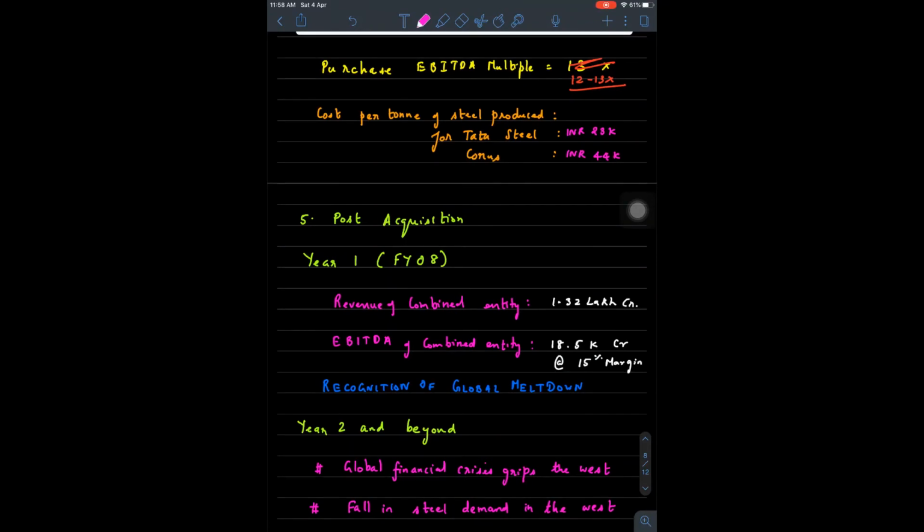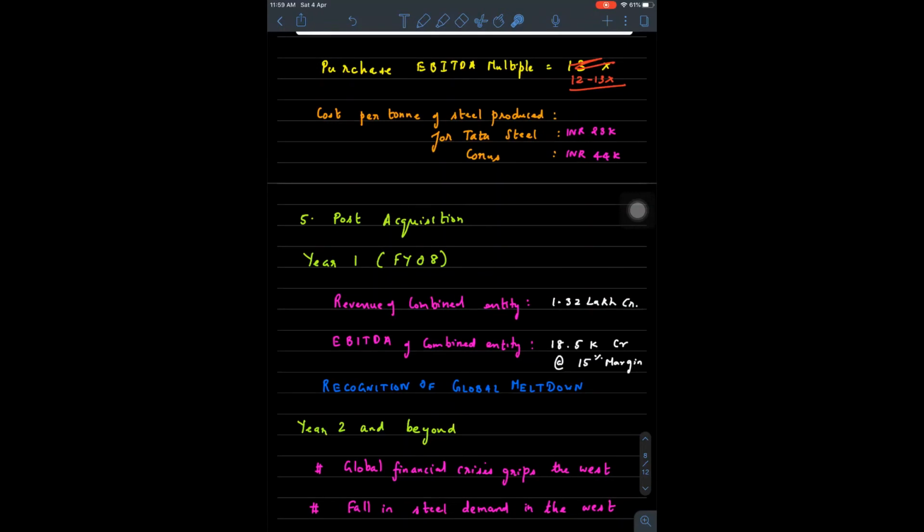In the final part of this video, which is post-acquisition analysis. Post-acquisition, things did work well for the combined entity for the first 1 year. At combined revenue of 1.32 lakh crore, with operating margin of 15%, non-core Tata Steel, which is basically the Europe business, EBITDA margin was 9%, up from 4% at what it was operating at Corus's level. It definitely was a successful year, the kind of results which conformed to the price paid for the acquisition.